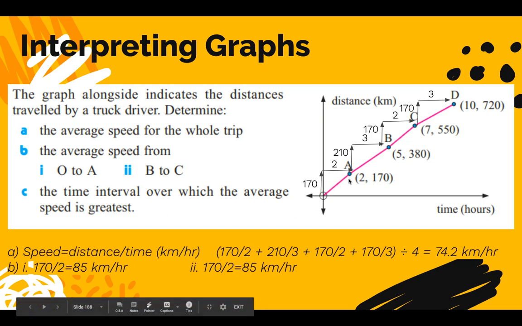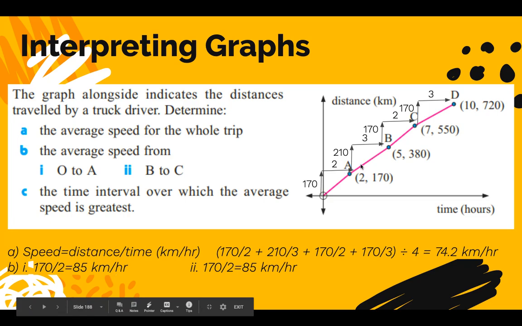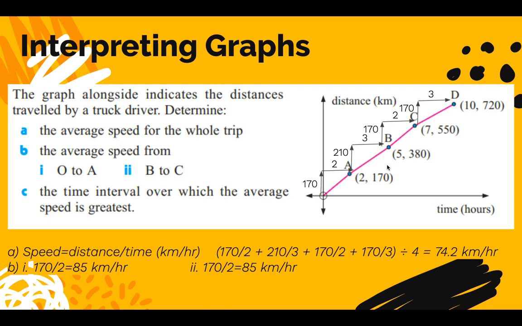Well, notice OA and BC both have a speed of 170 over 2. The section A to B has a speed of 210 over 3, which if you simplify that, that is 70 kilometers per hour, which is less than 85. So AB is actually not the steepest. It's one of the shallowest, if you could call it that, less steep. And then C to D is this change of 170 over 3. 170 over 3 is much smaller than 170 over 2, so that part is actually the lowest or least, the speed that is the smallest or the least.